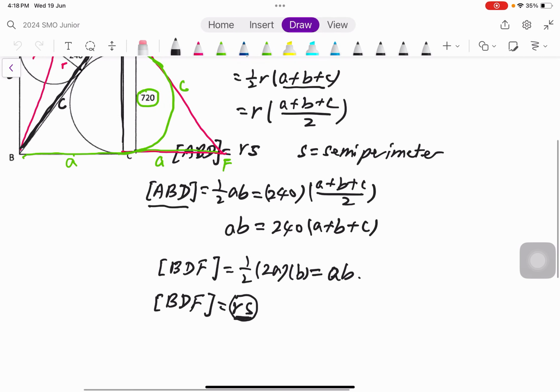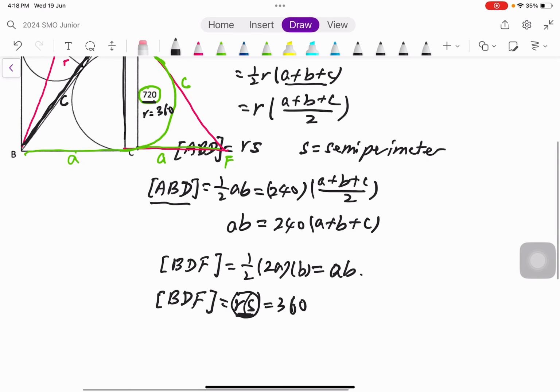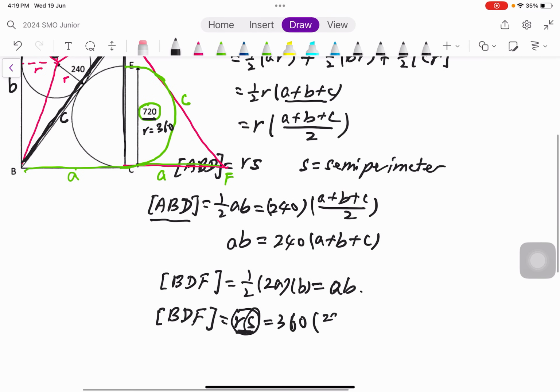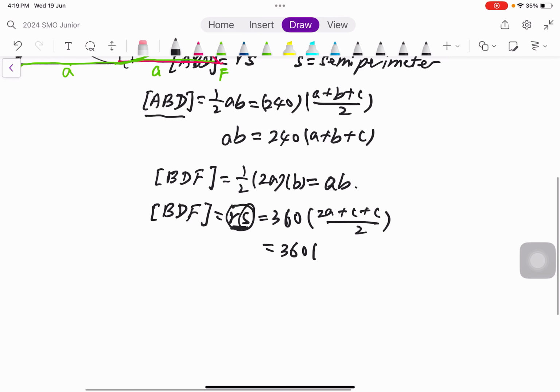What is R? That means the diameter is 720. Therefore, the radius is 360. All right. Therefore, this will be 360. And then S is the semi-perimeter, right? The perimeter is actually equal to 2A plus C divided by 2. All right. And in this case, this will be 360 multiplied by A plus C.